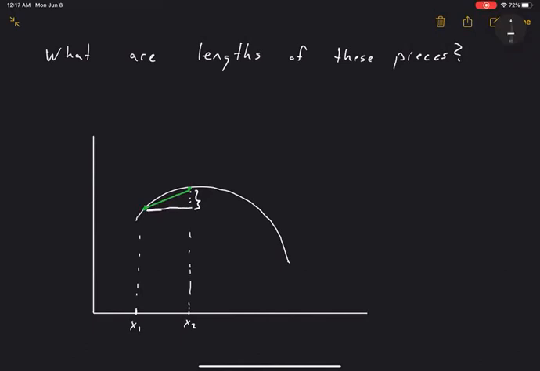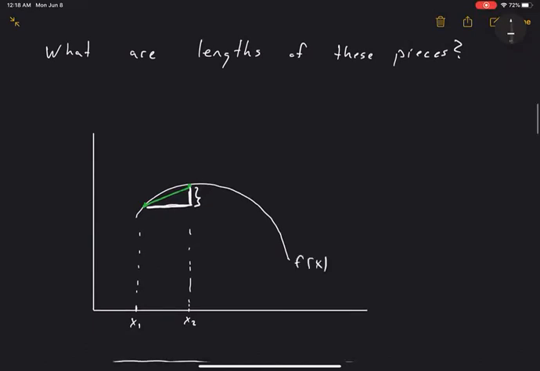So this distance is x2 minus x1. What's this vertical distance here? Well, this is going to be y2 minus y1, which, if my curve is f of x, those y coordinates are going to be given by f of x2 and f of x1. So this distance is x2 minus x1, and this vertical distance is f of x2 minus f of x1.